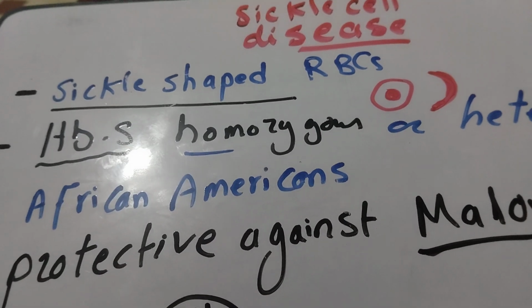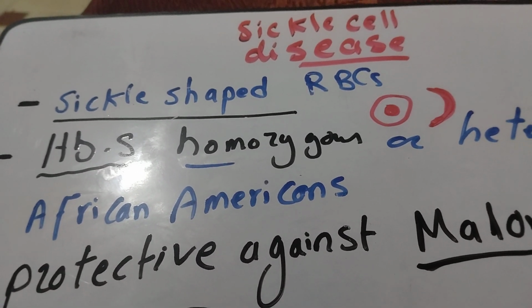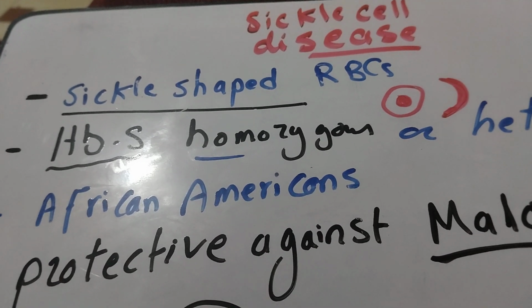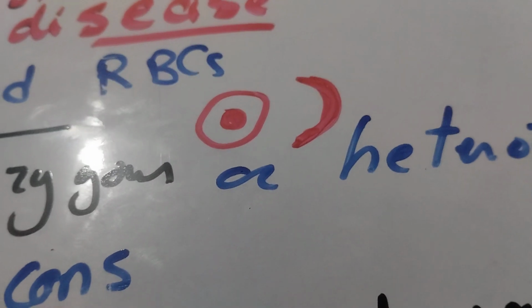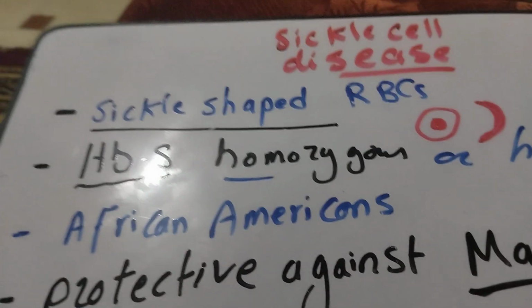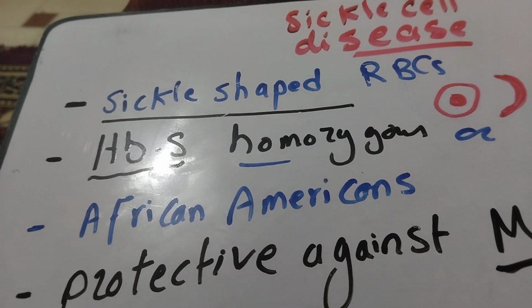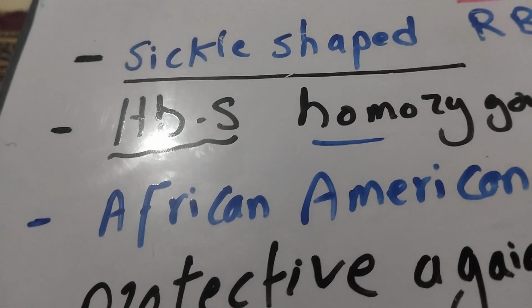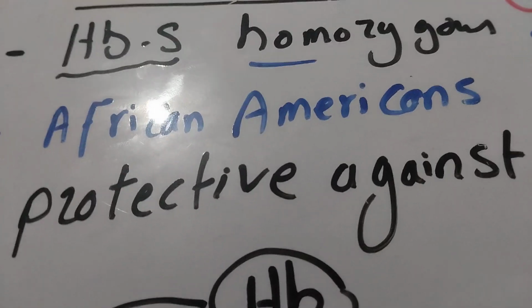Our lecture today is about sickle cell disease. Sickle cell, what is the meaning of sickle? It's sickle shaped RBCs. This is a sickle shaped. This is the sickle shaped RBCs. It's due to presence of what's called hemoglobin S or hemoglobin sickle, and it's very common in African Americans.